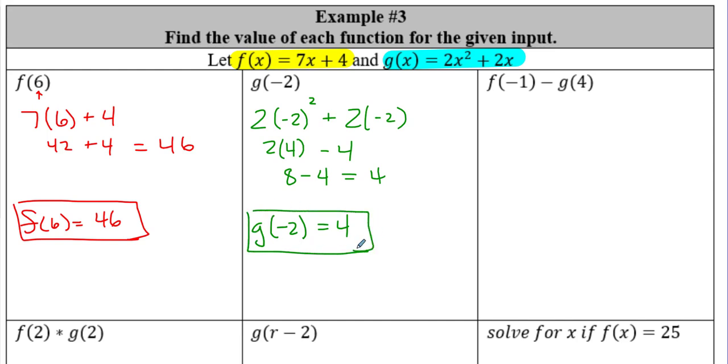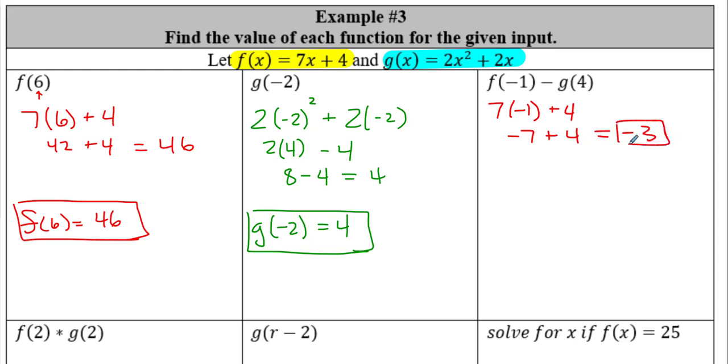All right. Okay, what do we got here? Well, we got both of them. So this is saying, hey, what happens when you plug in a negative 1 into your f function, and then you're going to plug in a positive 4 into your g function. All right, so here we just kind of want to solve both of them. So let's do f real quick. So we got 7 times negative 1 plus 4. 7 times negative 1 is negative 7 plus 4. That's going to give me negative 3.